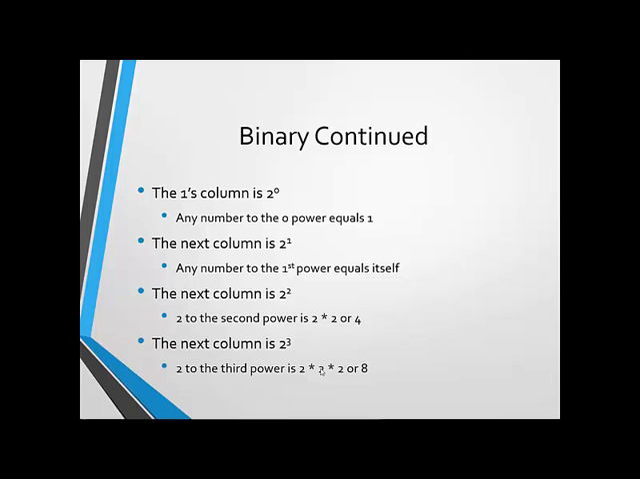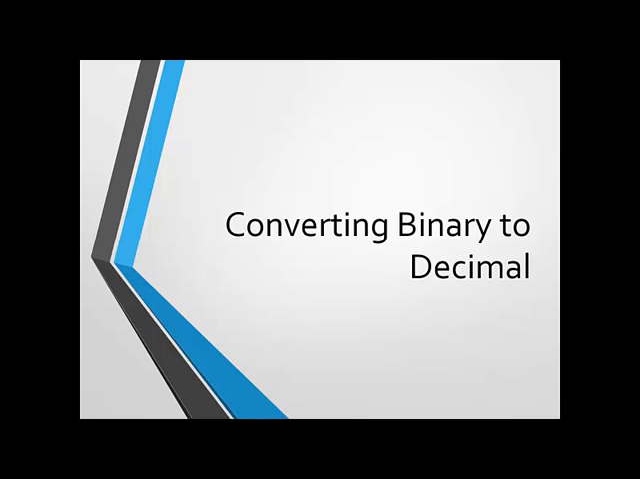Now, when we're working with binary, our first column, our least significant digit, instead of 10 to the 0 power is 2 to the 0 power because the base of our numbering system is 2. Again, any number to the 0 power equals 1. The next column to the left is 2 to the first power, and again, any number to the first power equals itself, so our next column is equal to 2. Then 2 to the second power, or 4, is our next most significant digit, and the next column is 2 to the third power, 2 times 2 times 2, or 8. As we keep going, we'll look at how we can convert from binary to decimal.